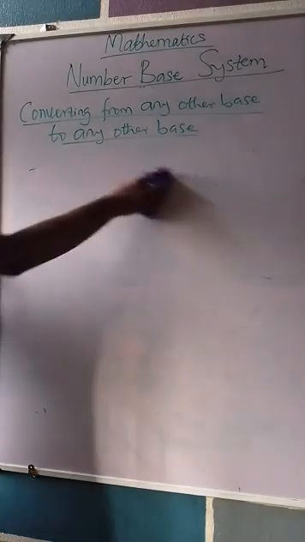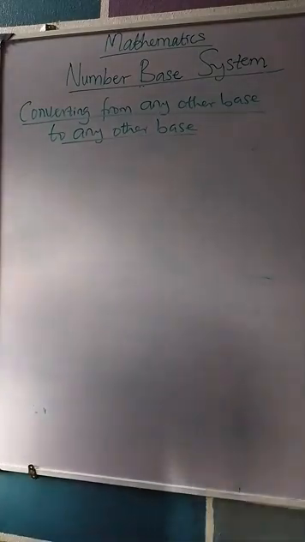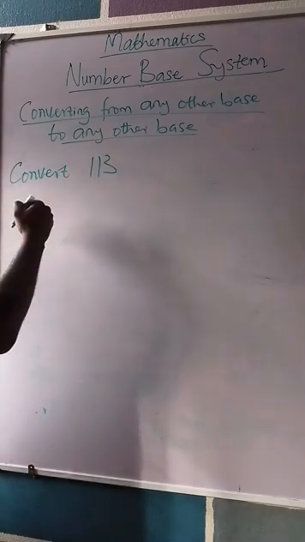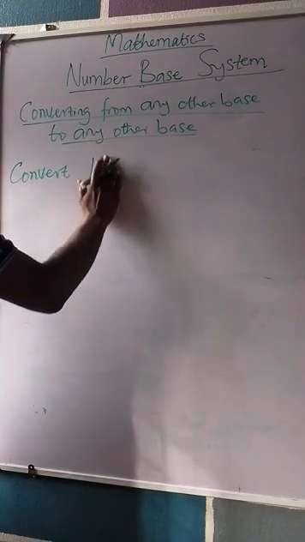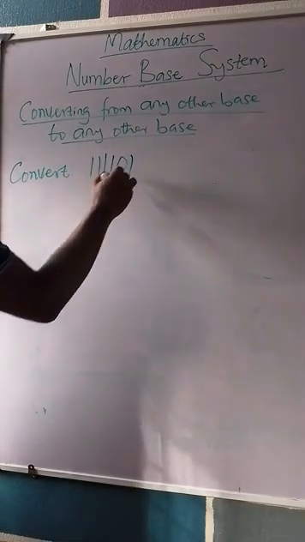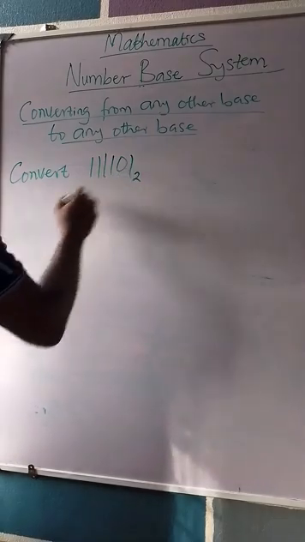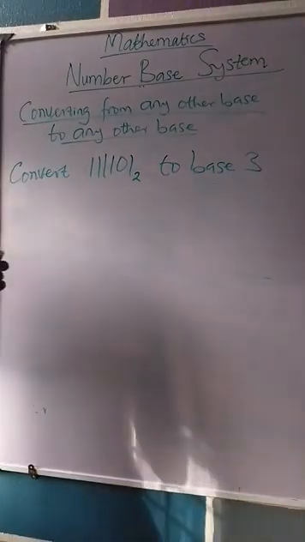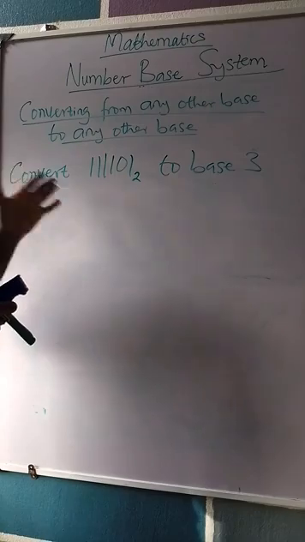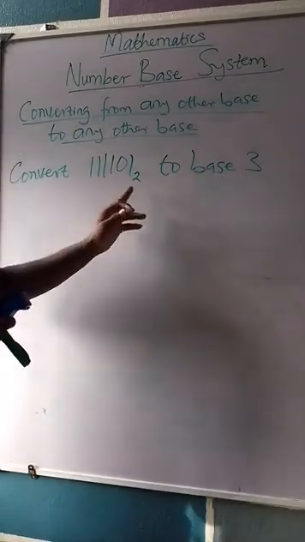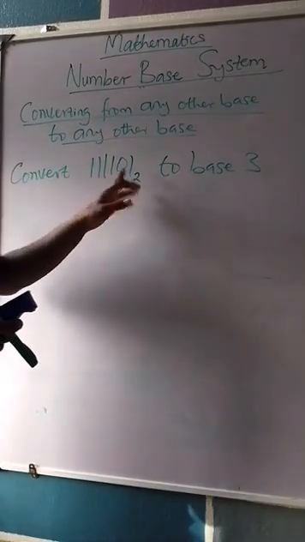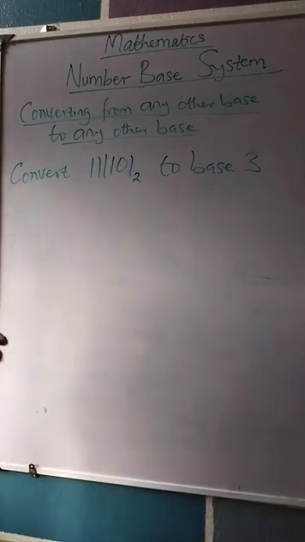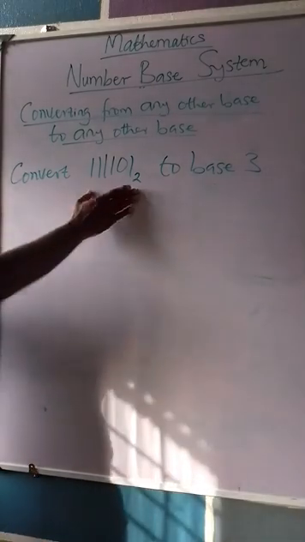Now the first thing you need to do, listen. When you're given a number, for example, you say convert 11101 base 2 to base 3. Please take note. Whatever I am doing here applies to any given base, whether base 25 or base 300. The protocol, the standard, the steps remain the same.